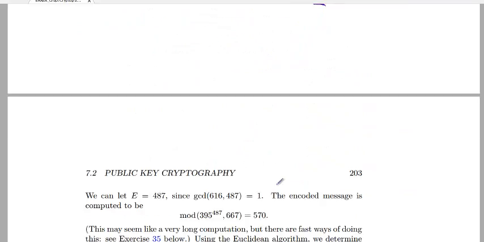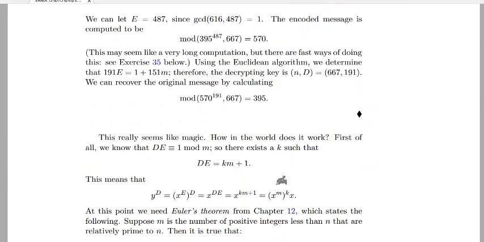The next step in the process is to find a number that's relatively prime to P minus 1 times Q minus 1. By trial and error, we can find 487, which is relatively prime to P minus 1 times Q minus 1. This number here, 616, was P minus 1 times Q minus 1. Okay? Then according to the prescription, the encoded message is this. This was the message, so this is the plain text.